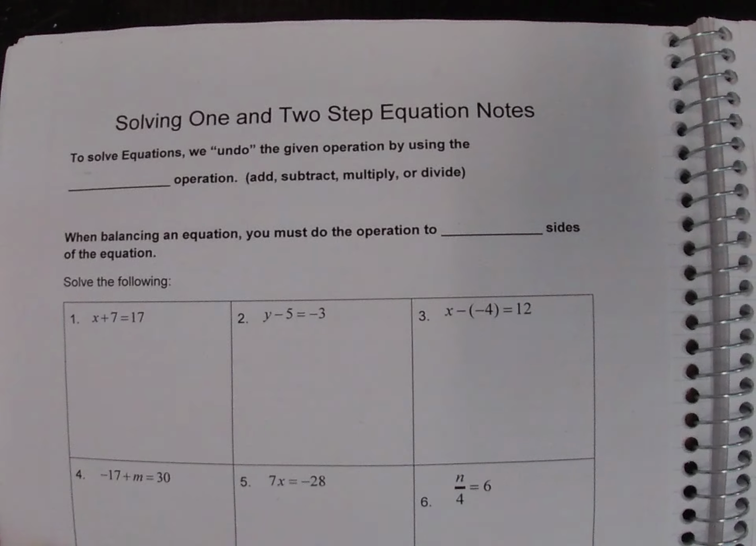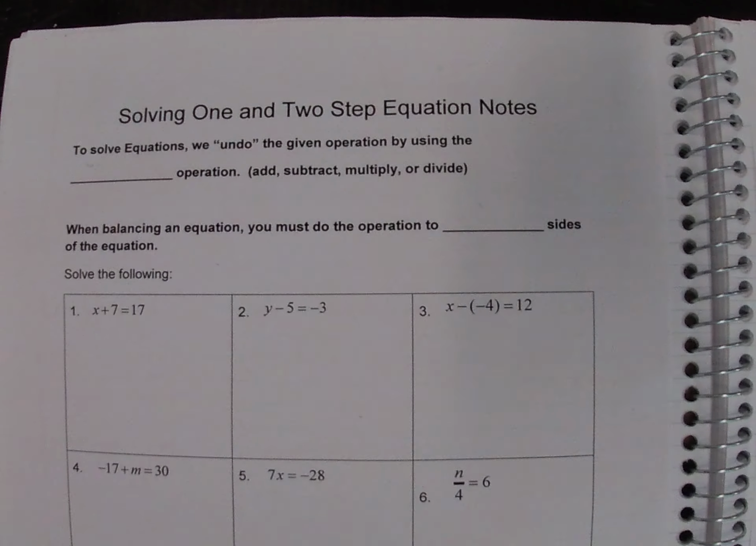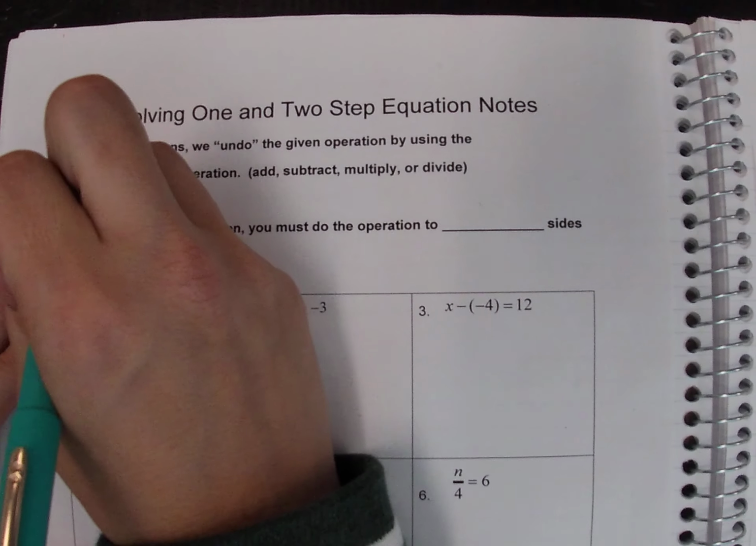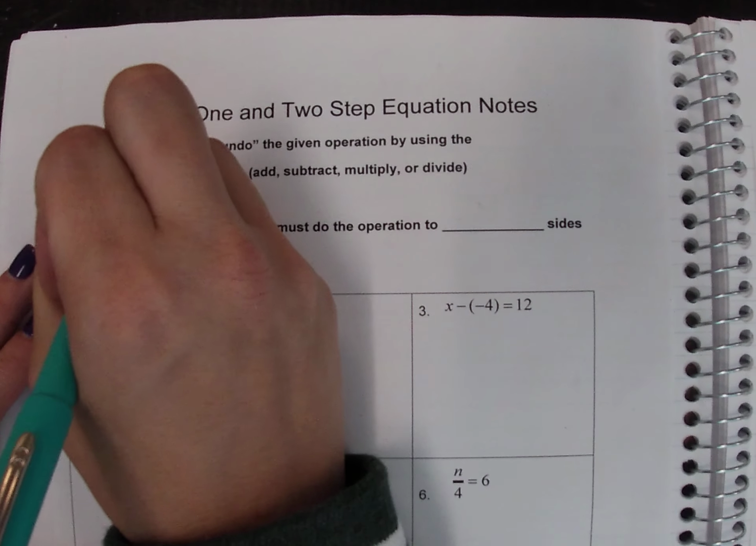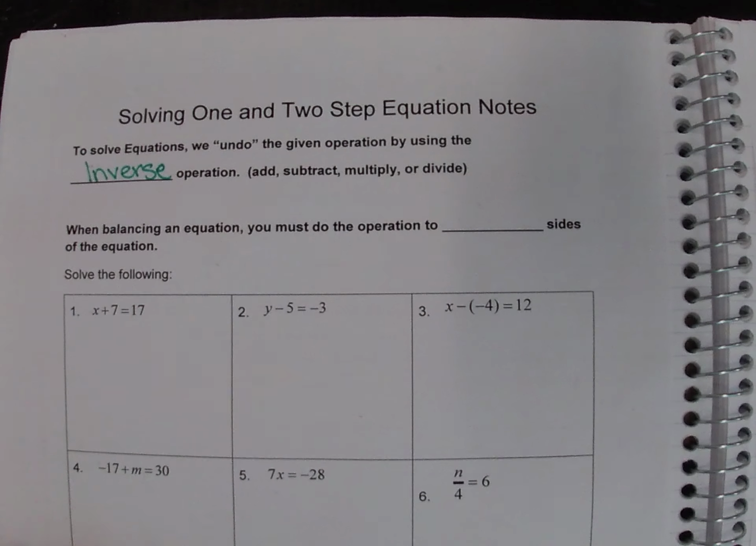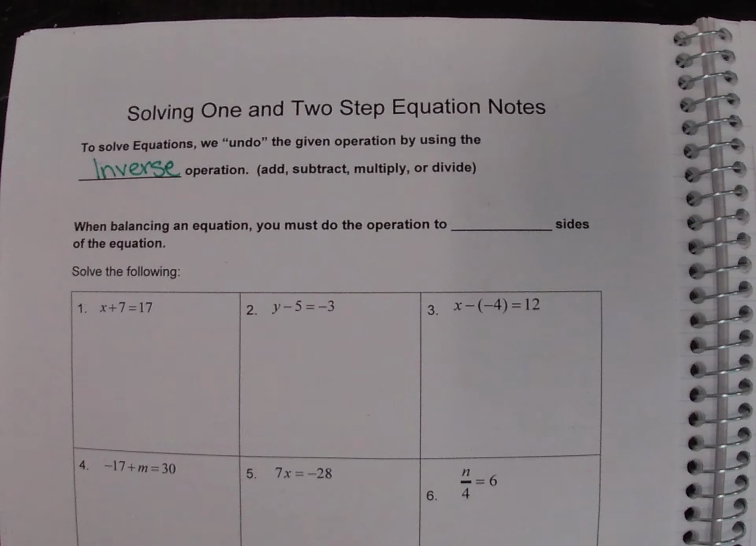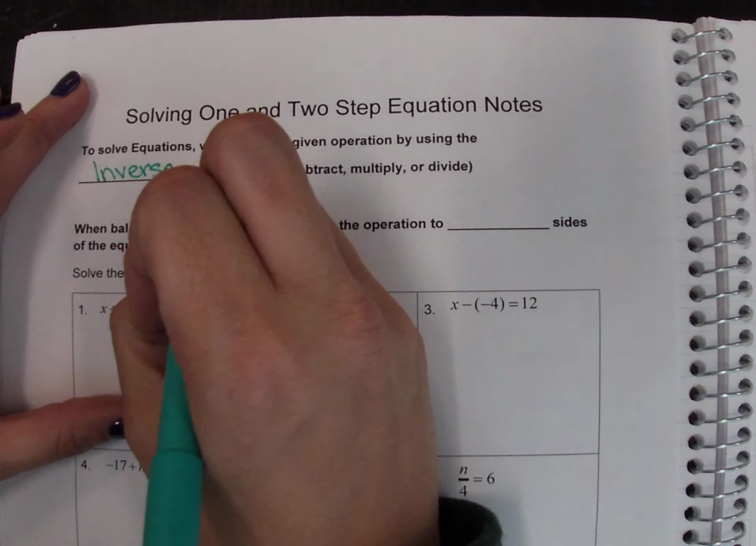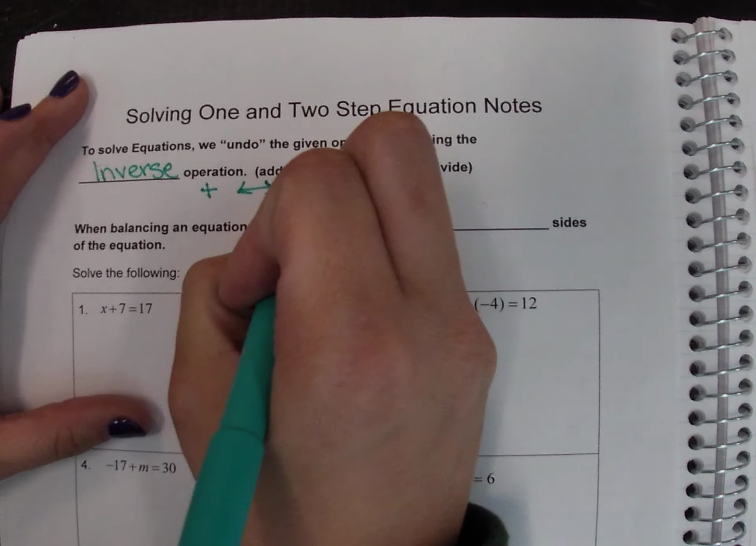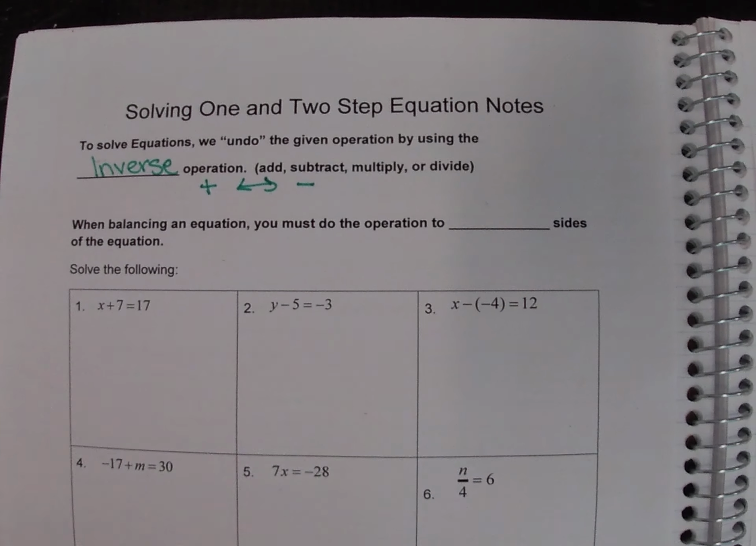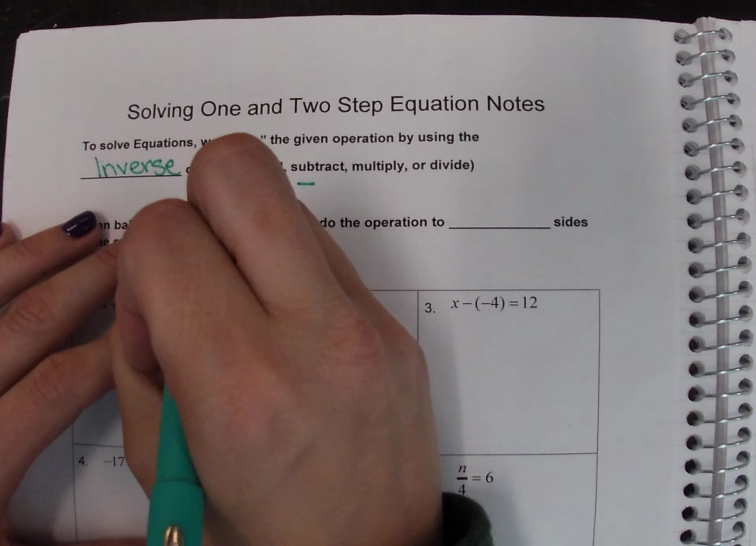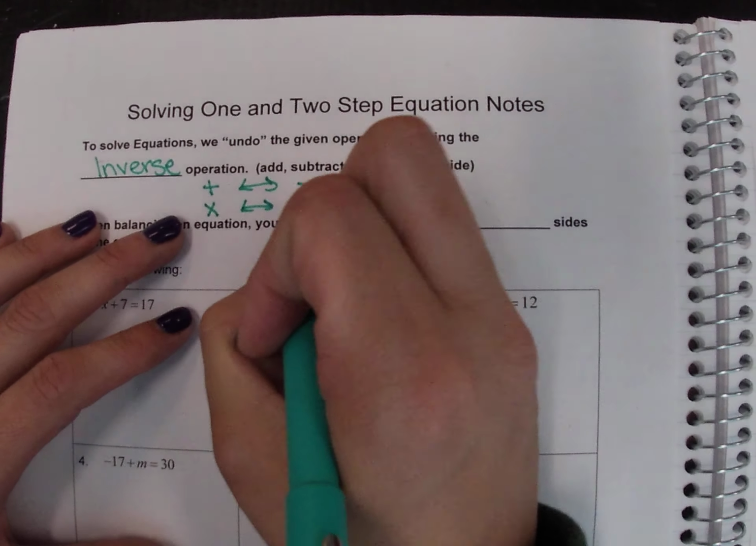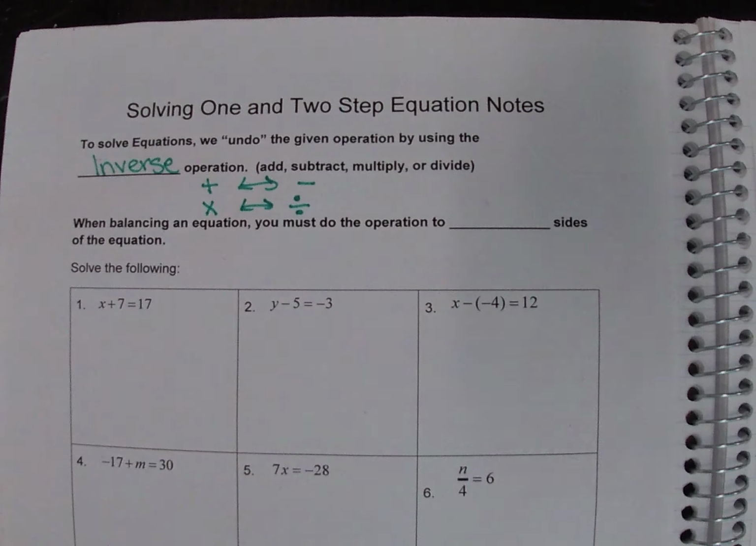So if we want to solve 1- and 2-step equations, we are going to do that by using inverse operations. Inverse operations are operations that will do just that: they undo each other. Inverse is undoing. Addition and subtraction are partner operations. They inverse each other. They will undo each other. And multiplication and division go together, right? They will undo each other.